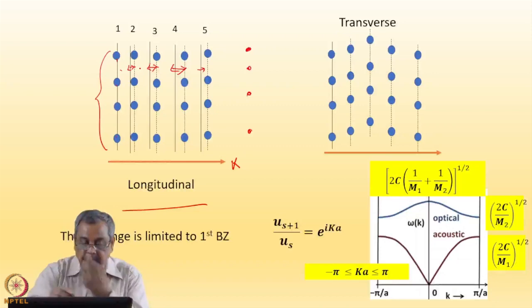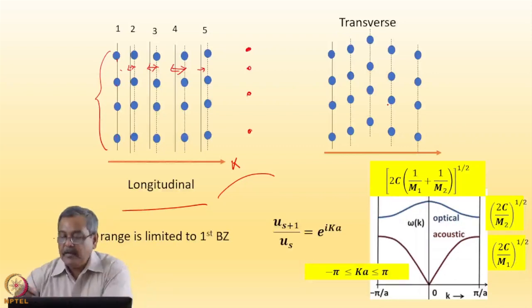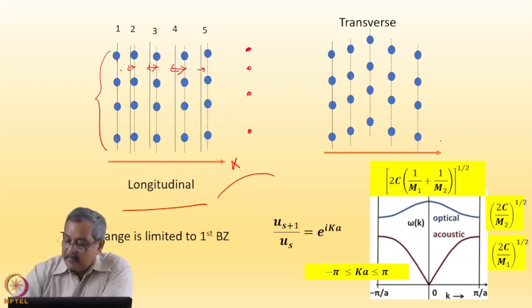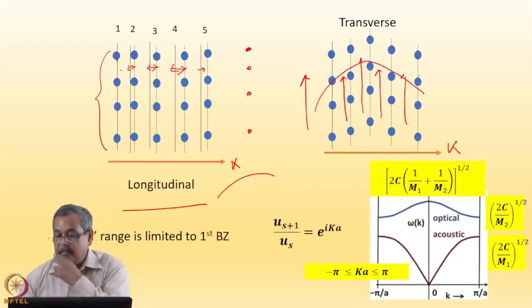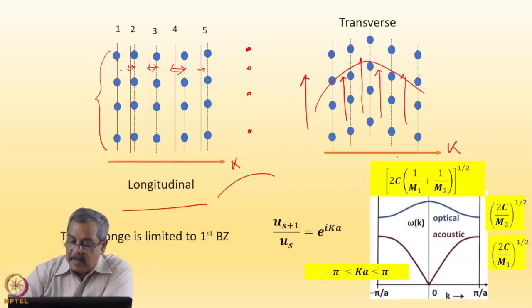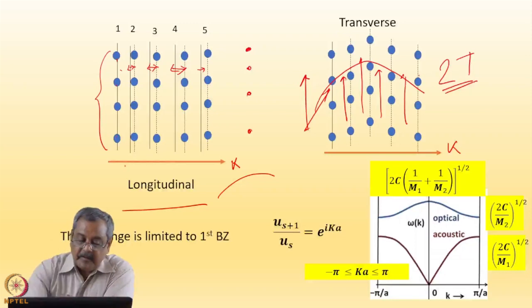So here the displacements follow a sine curve, whereas in the transverse case, this is the k direction, the displacement is in this direction. So the second plane, you can see, is displaced upward a little more, a little less, and ultimately it comes down to the displacement here. So that means the sinusoidal wave here I can draw like this. If I consider this as a direction, then I have got two perpendicular directions, because there are planes of atoms in this direction also. So there are two transverse waves in this case, and this is a longitudinal wave.